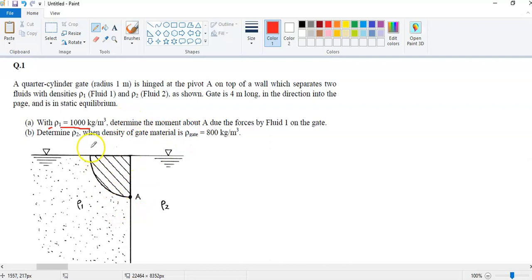And the second question is, we need to calculate the density ρ2, when the density of the gate material is given as 8000. So we need to calculate the density of this, and we need to calculate the moment about this A. So let's start with the first section, where we will calculate the moment about A due to the force. So let's start with the solution now.